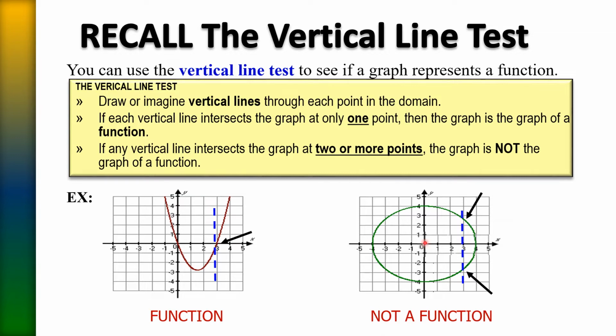If I move over 3 and up 3, I touch. So that ordered pair would be (3, 3). If I move over 3 and down 3, that ordered pair would be (3, -3). So I have two of the same x values, and to pass the vertical line test, you cannot have two of the same x values.